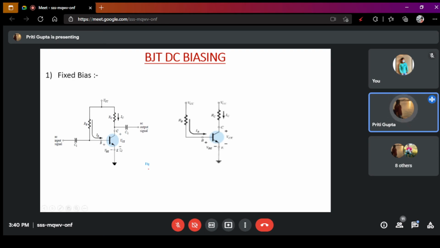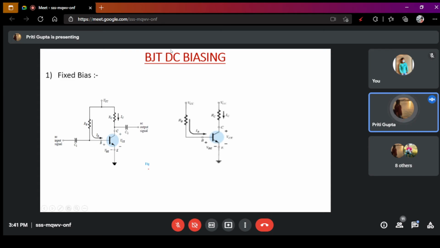Now see, this is the transistor, and you can see here the collector terminal, and on this side the emitter terminal. This is RB, the base resistance at the base terminal, this is the collector resistance, and the emitter resistance is not shown. Here two capacitors are there, C1 and C2.